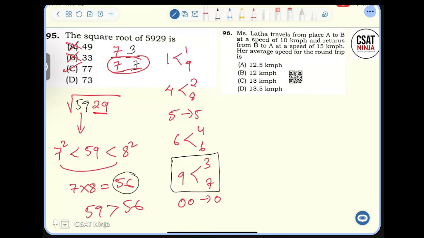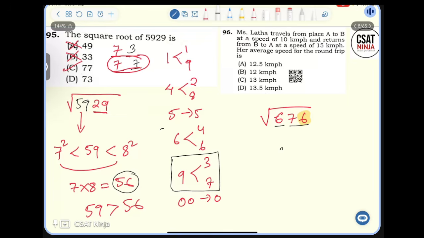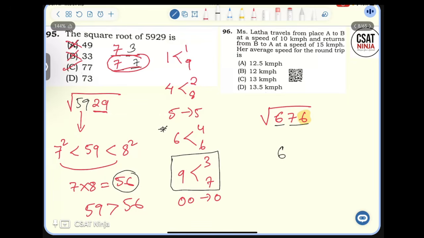Let's take an example. Let's try to find the square root of 676. Before that, I'll divide it into pairs from the right-hand side: 6 and 76. The unit digit here is 6, so this rule will apply. If the unit digit is 6, then the square root of that number will end in either 4 or 6.